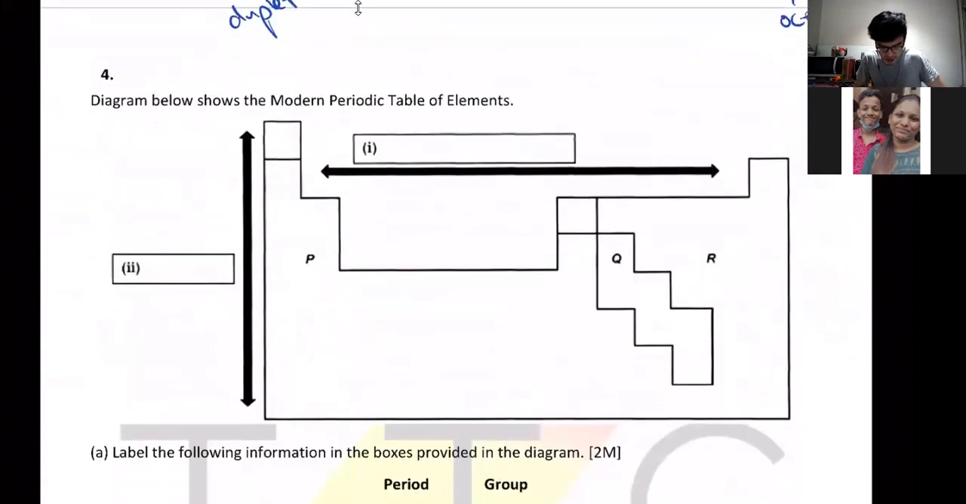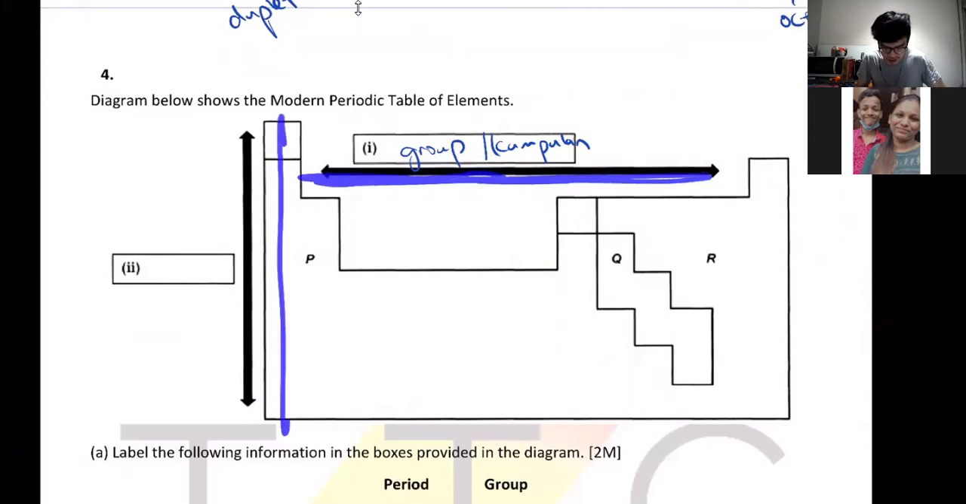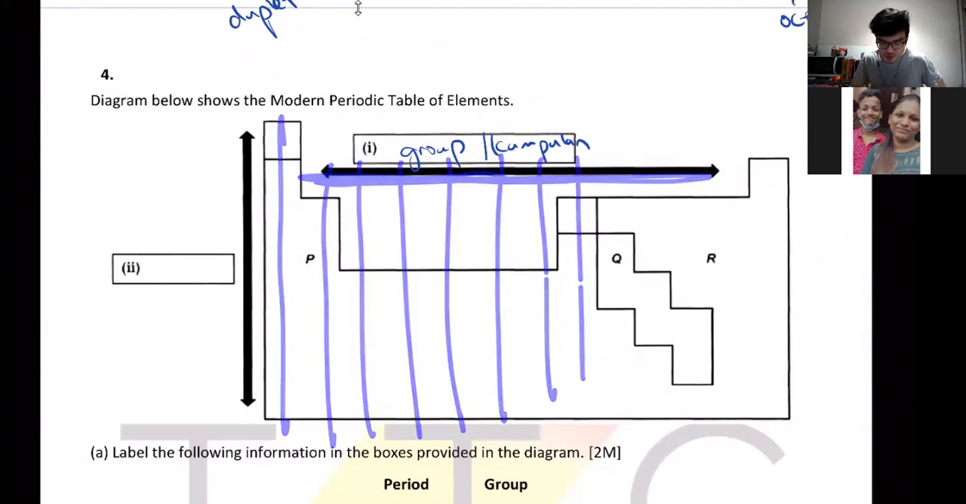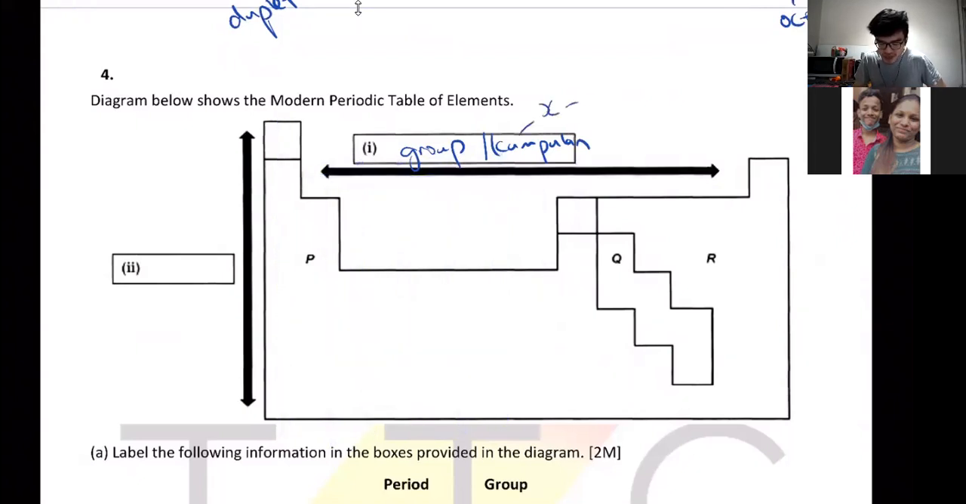So what is number 1? Okay, this going horizontal is your group, kumpulan. You might say, sir, I thought kumpulan is going down. Yes, this is going down. You see, just because I'm going left to right doesn't mean I'm talking about rows. If I'm going left to right, I'm talking about columns.